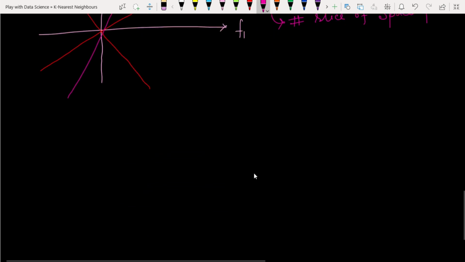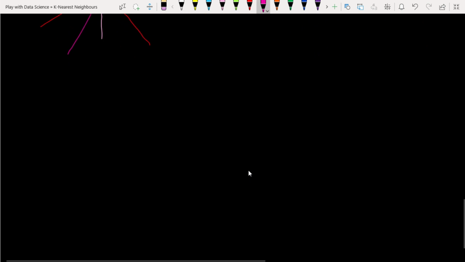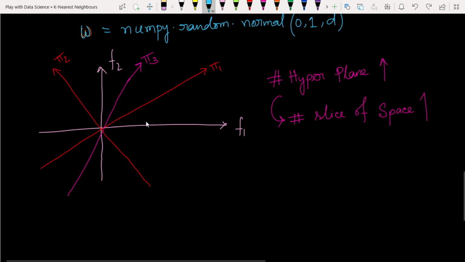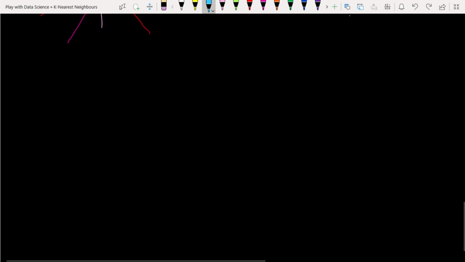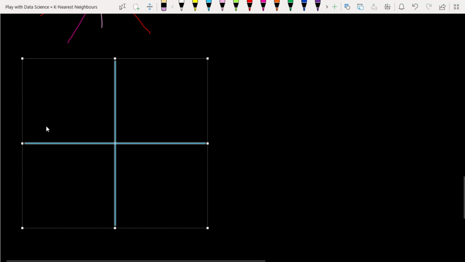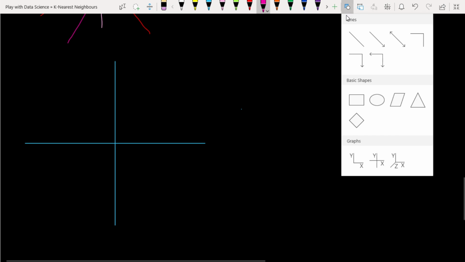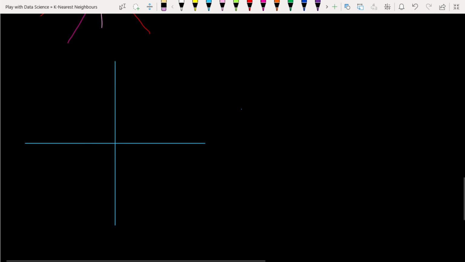Now let's come to the main concept. This will be very interesting. Suppose let's take our whole space, and in this space we are interested in dividing the space with this plane.